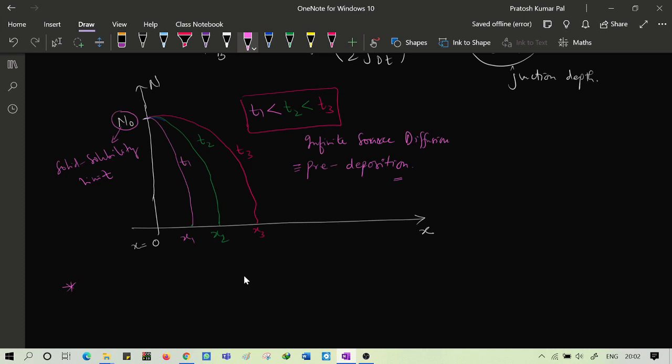That means even if the diffusion takes place for t1 time, or for t2 time, or for t3 time, the diffusion has started from the N0 itself. The diffusion is starting from the N0, and here the surface concentration always remains constant, and this constant is given by the N naught value, that is the solid solubility limit at all the time. So this is what we can depict from this graph.